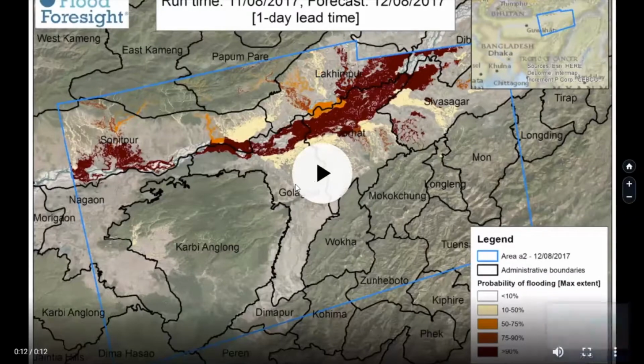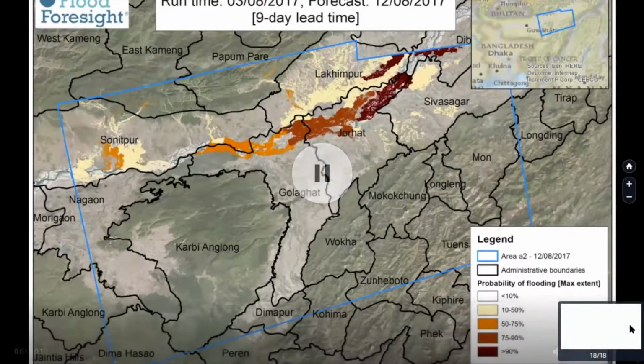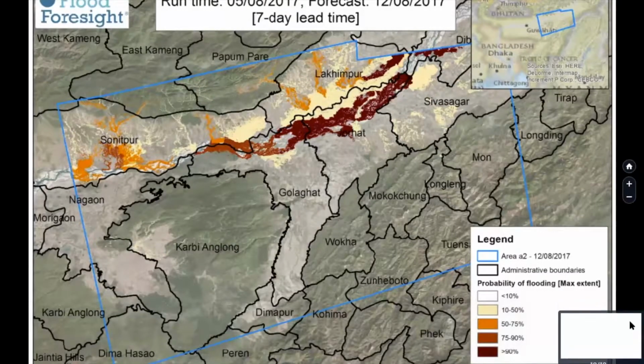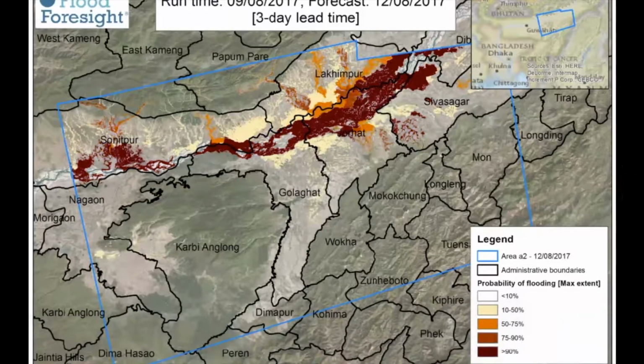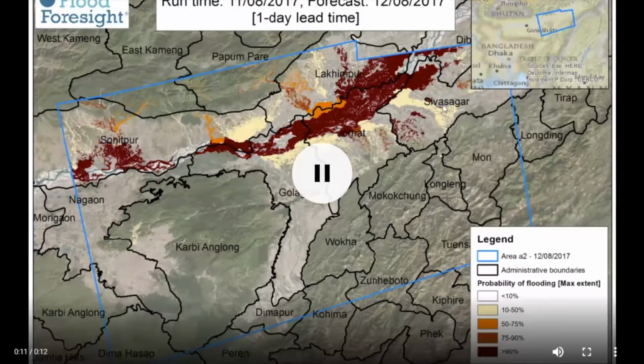We're able to update maps very frequently. In the UK, we update them every 3 hours, and all the maps can be analyzed then with receptor data, with asset or exposure data. So the animation here is on the Brahmaputra in 2017, and we're showing up to 9-day lead time of a major flood event, and we're showing this as probabilistic outputs.